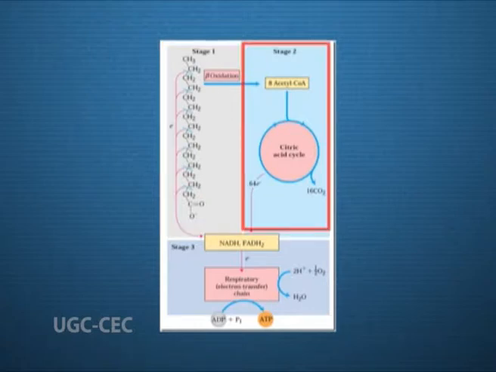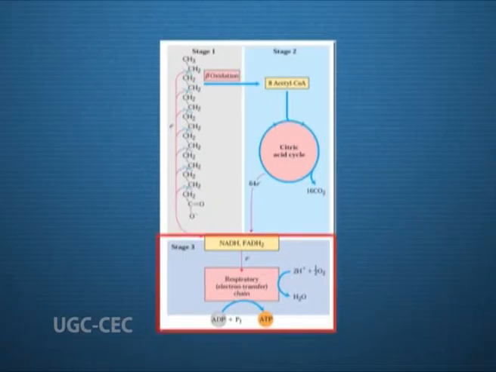In the second stage of fatty acid oxidation, the acetyl groups of acetyl-CoA are oxidized to carbon dioxide in the citric acid cycle, which also takes place in the mitochondrial matrix. In the third stage, the NADH and the FADH2 produced in the first 2 stages donate electrons to the mitochondrial respiratory chain, through which the electrons pass to oxygen with concomitant phosphorylation of ADP to ATP. The energy released by fatty acid oxidation is thus conserved as ATP.